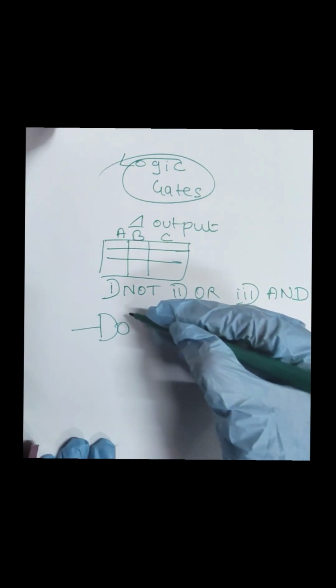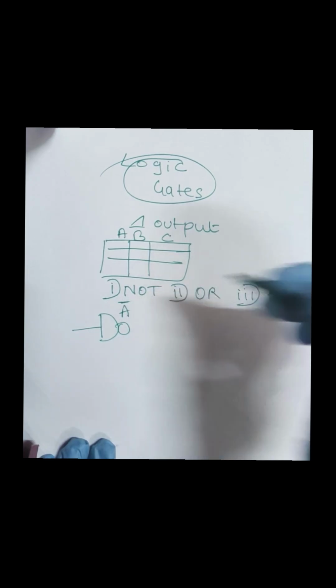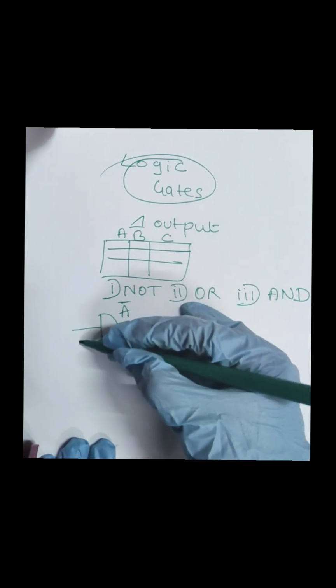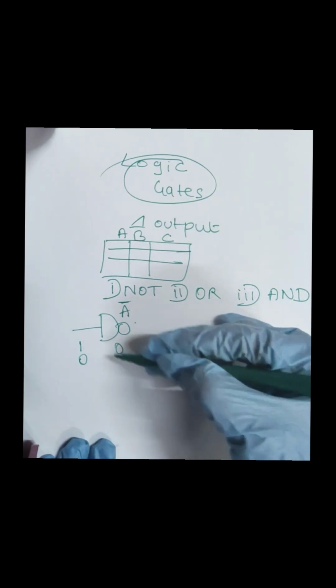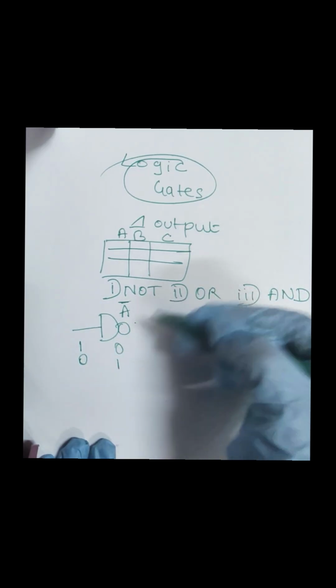NOT means it's like opposite. For example, if my input is 1, the output will be 0. If my input is 0, the output is 1. So that's called NOT.